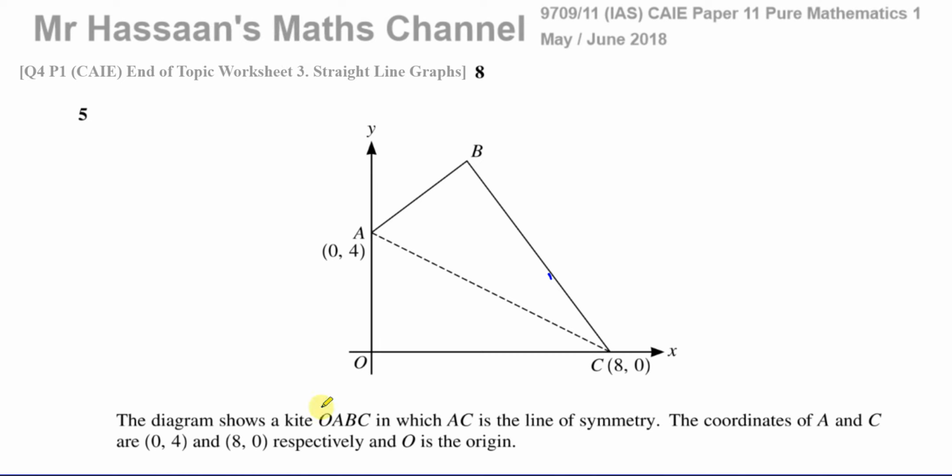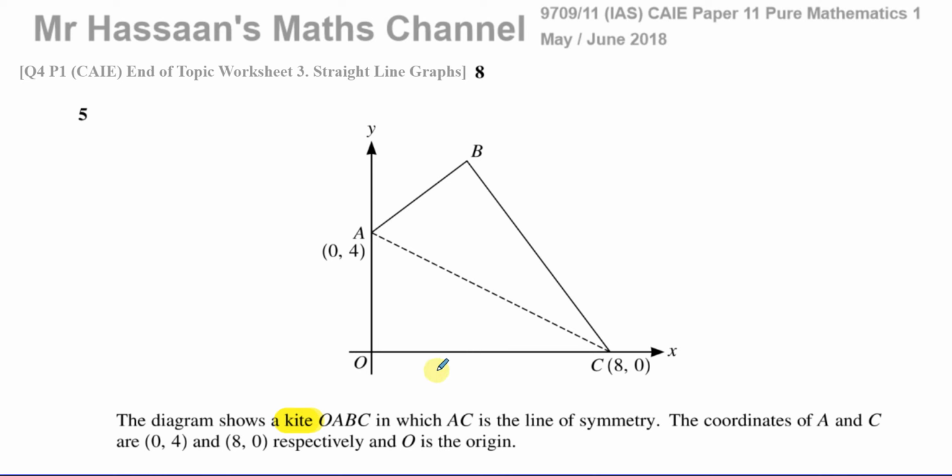Okay, so we have to remember some of the properties of these special quadrilaterals that we learnt in IGCSE. It's very important for us to know those properties, as they will help us in answering such questions, in which AC is a line of symmetry. It's like a diagonal of the kite, a line of symmetry.